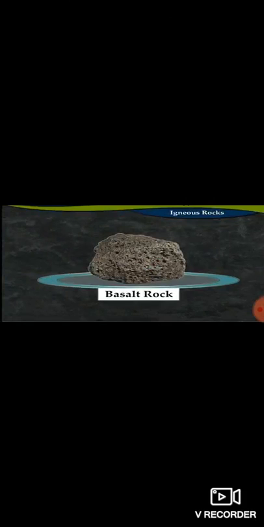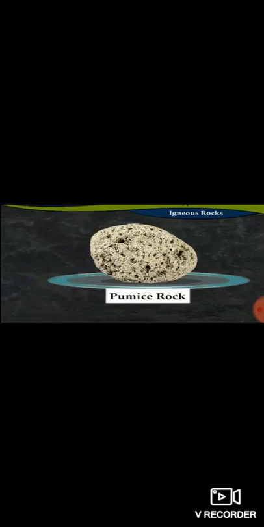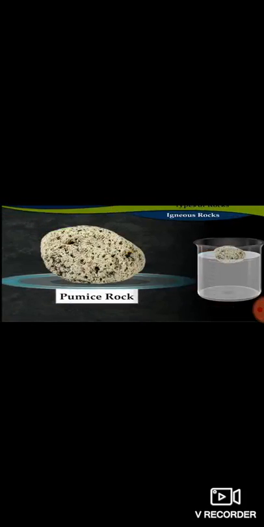We also have another example of igneous rock, that is pumice. Pumice rock is also an example of igneous rock. It is formed out of volcanic froth, meaning when the volcano erupts, this pumice rock is formed. You can see it has holes on it, is it? That tells us that it is a porous rock.